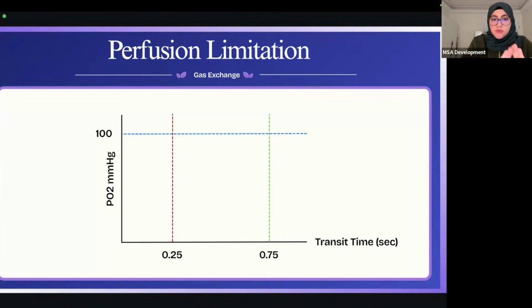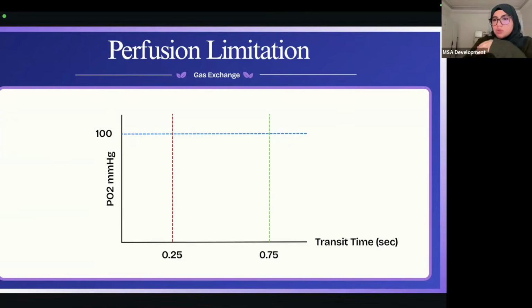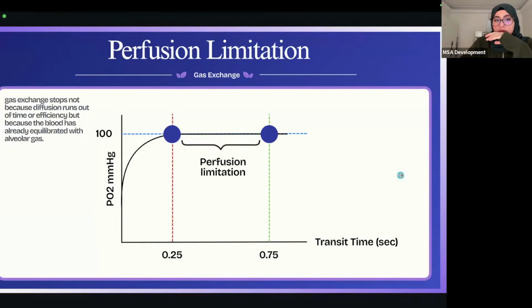So here, this kind of diagram explains mostly everything. This is the alveolar partial pressure of oxygen, and this is the unit of time. Transit time here is what I was talking about. It's how fast blood goes by, right? So when you're exercising, which is what this line is for, blood goes by significantly faster than when you're just resting, right? And so this is what this is explaining right here.